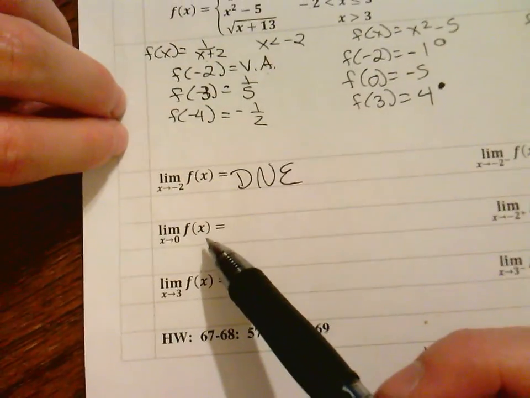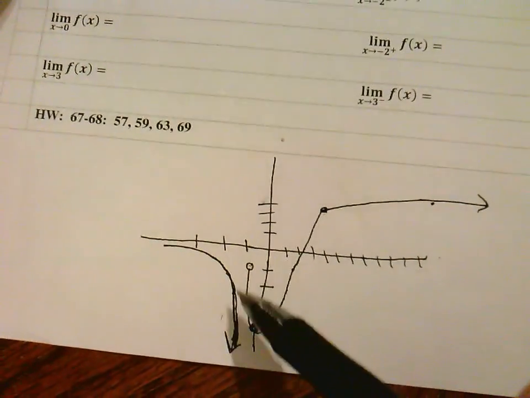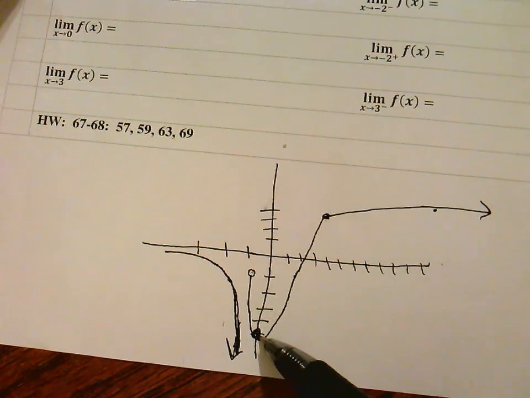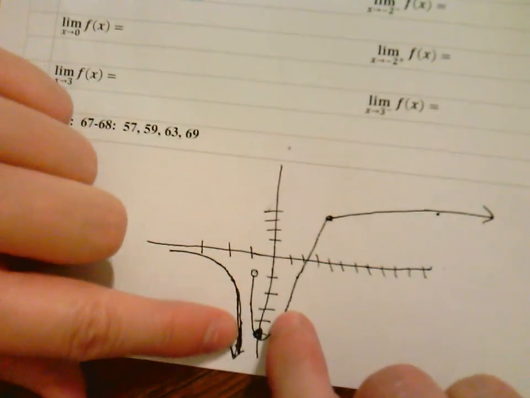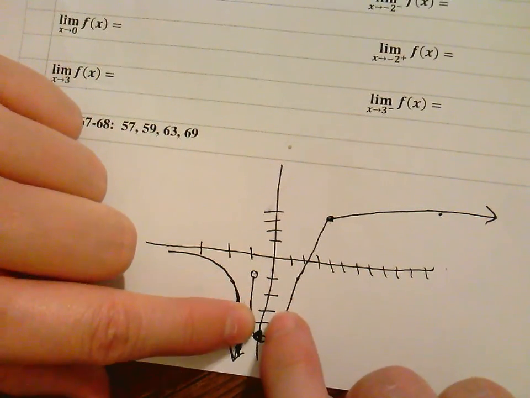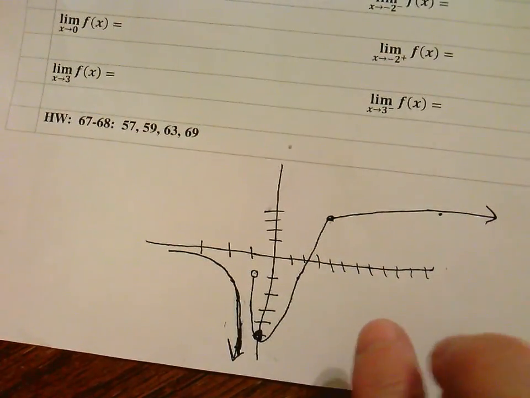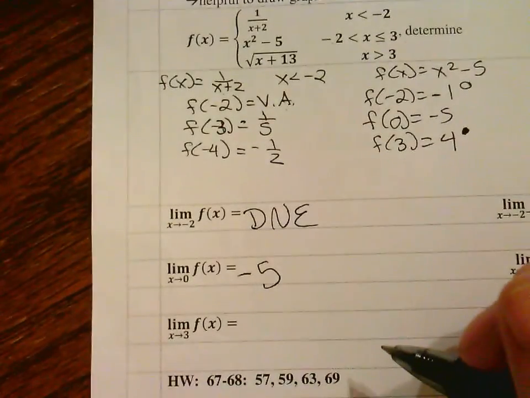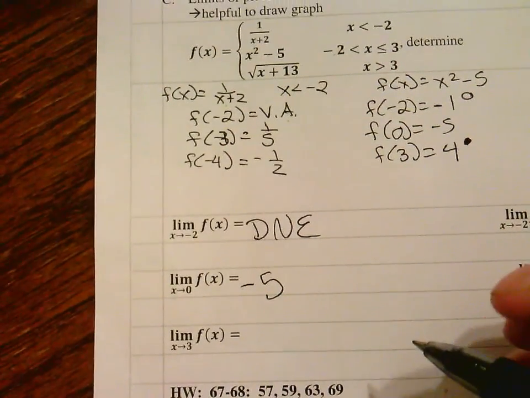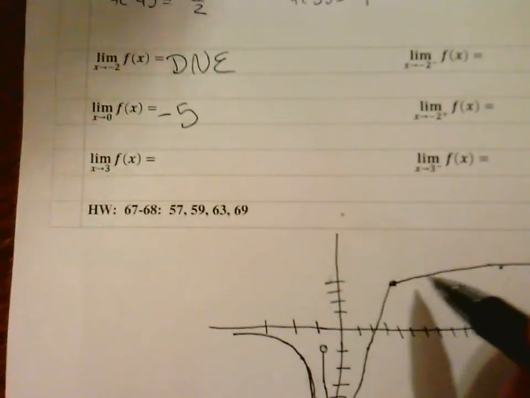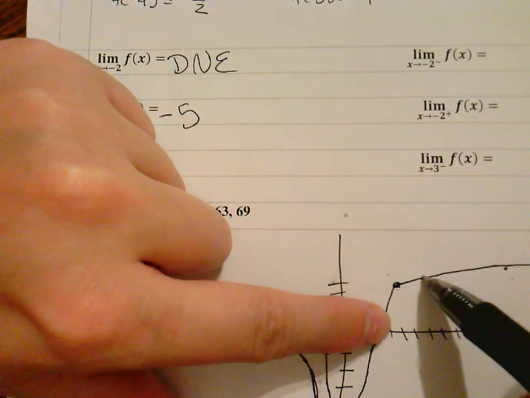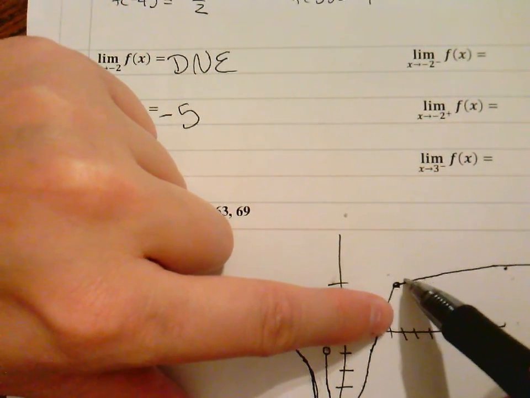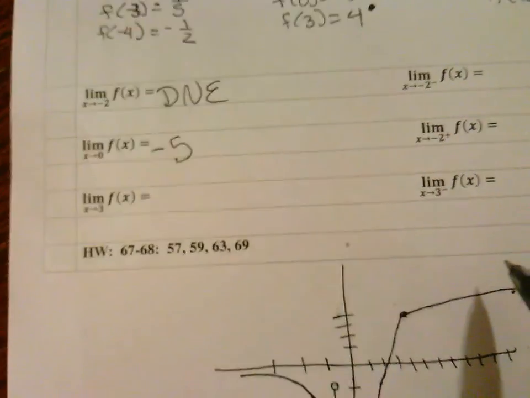The limit as x approaches 0 does exist. As x approaches 0 from the left, it goes to the same place as from the right, so you can bring your hands together like that. That is 0, -5, so that limit does exist. Limit as x approaches 3. 3 is right here. The left hand limit equals the right hand limit, so they come together like this. So that does exist at 4.